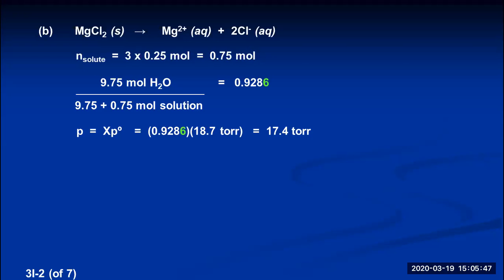Number 2 says calculate the vapor pressure of each of the following at 23 degrees if the vapor pressure of pure water is 21.1 at 23 degrees Celsius. In this case, they're telling us 17.6 grams of urea are dissolved in 125 grams of water.